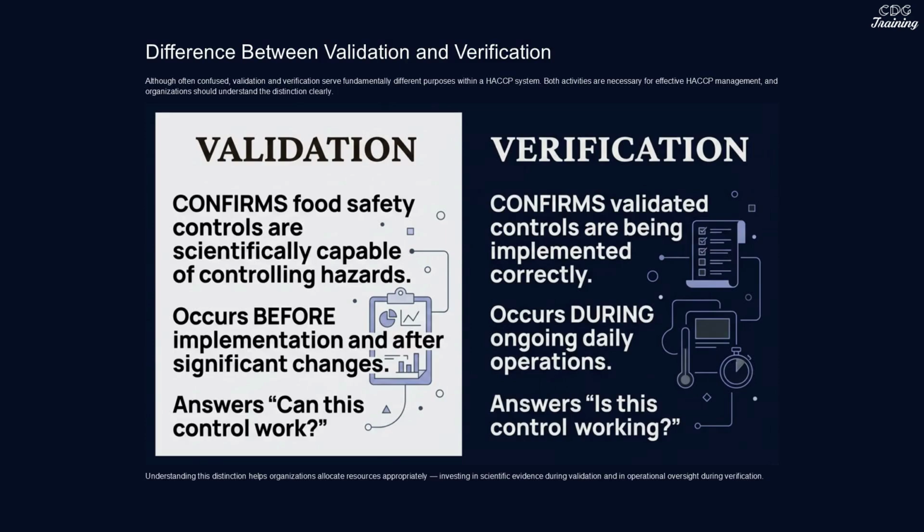Validation and verification are distinct but complementary processes in food safety management. Validation confirms that food safety controls are scientifically capable of controlling hazards and occurs before implementation and after significant changes. It answers the question, can this control work? Verification, on the other hand, confirms that validated controls are being implemented correctly during ongoing daily operations. It answers the question, is this control working? Together, they ensure effective HACCP implementation and compliance.